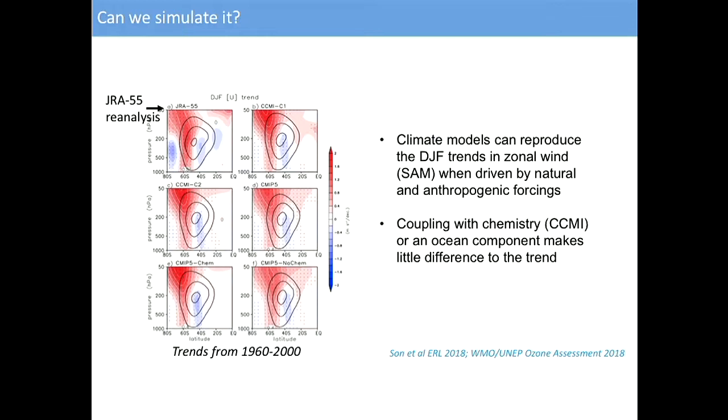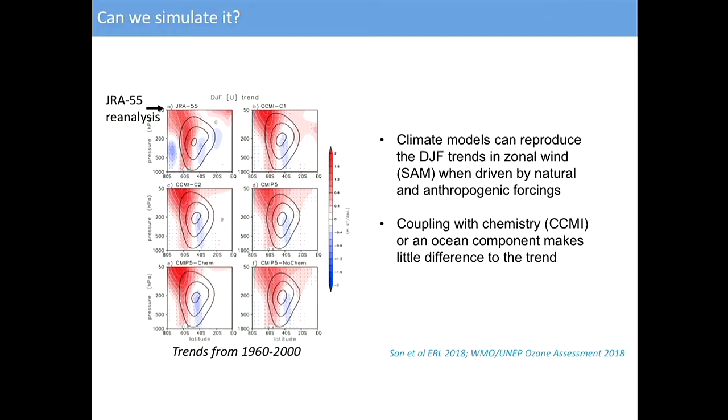Can we simulate it? Is the next question. This is more focused on the trends that we've seen in the winds. So this latitude height picture I was showing before is from the JRA reanalysis. Again, in the black lines you can see the climatological position of the jet, and in the reanalysis over that satellite era, you can see that there's been a shift poleward.